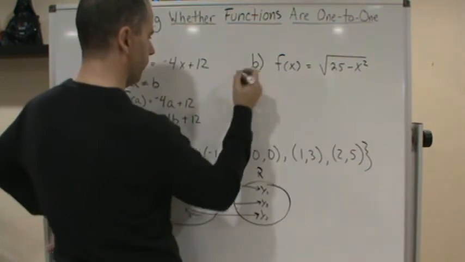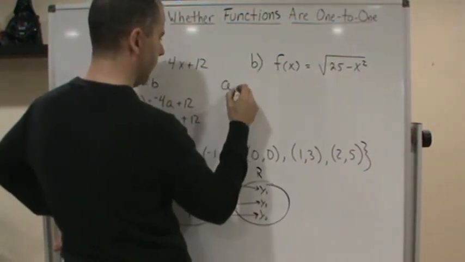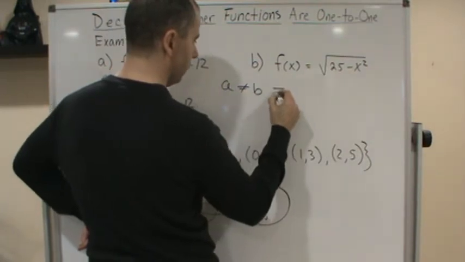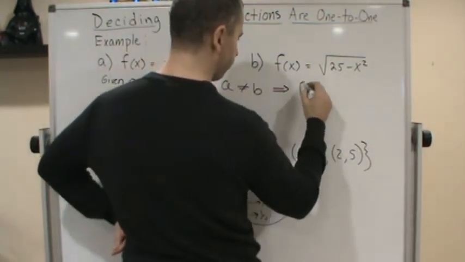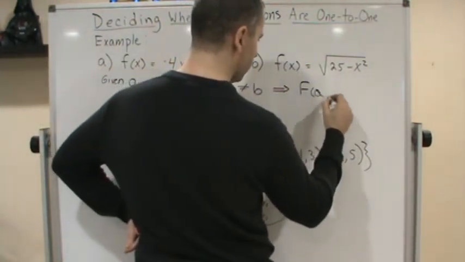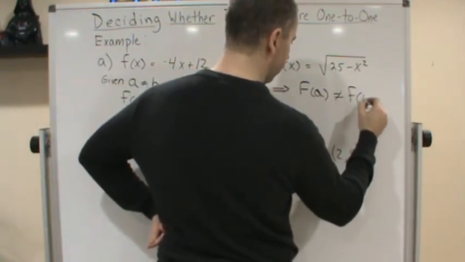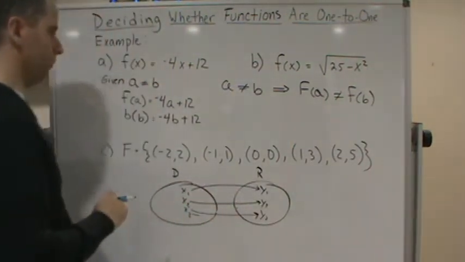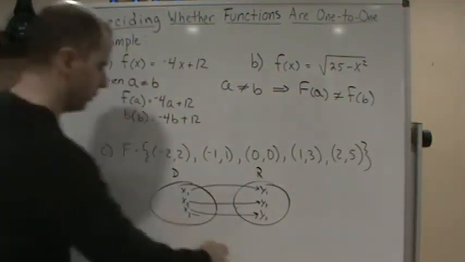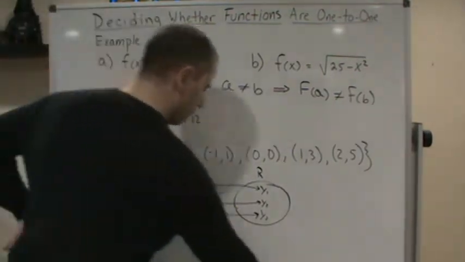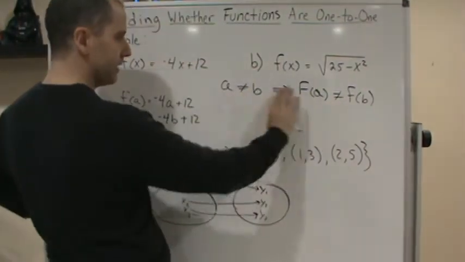Let me start over. So we're saying A not equal to B implies f of A is not equal to f of B. Okay, now what we're going to do, so actually we're not going to assume this, we're going to go the other way. So this is the definition, right?